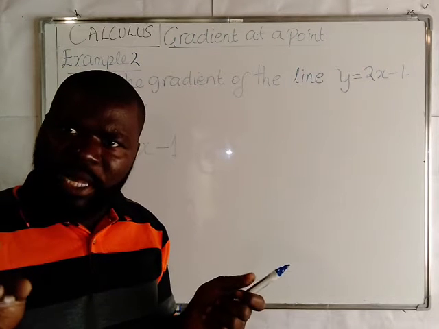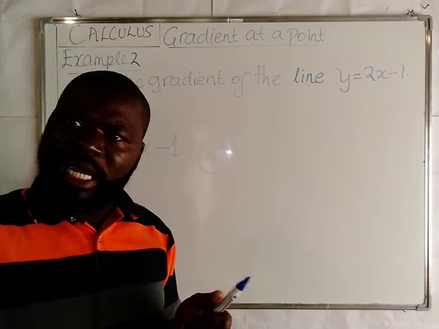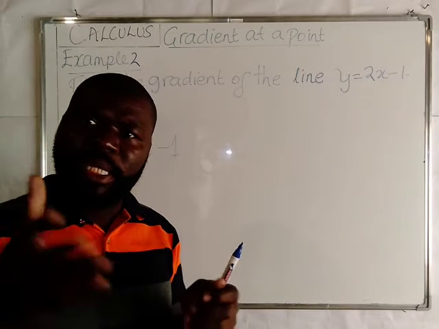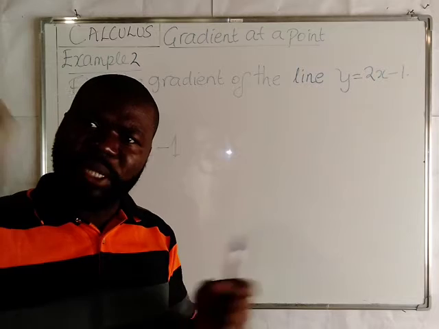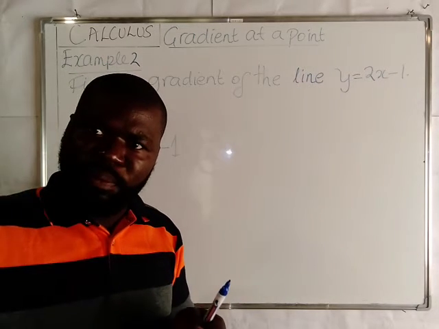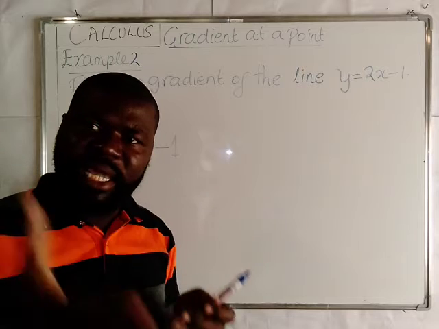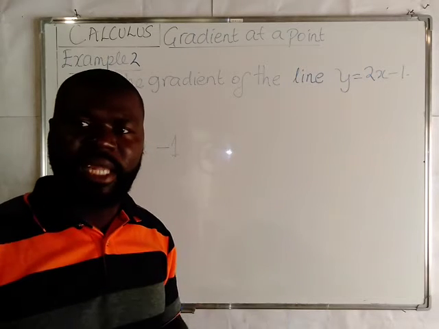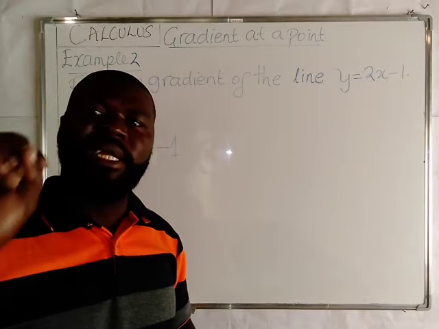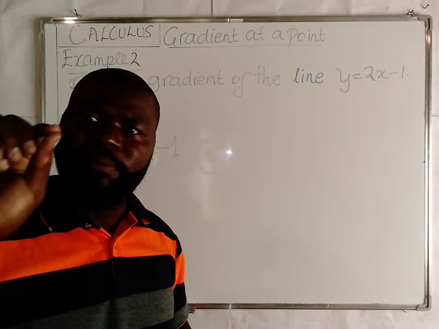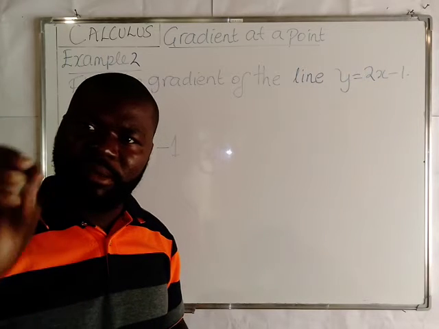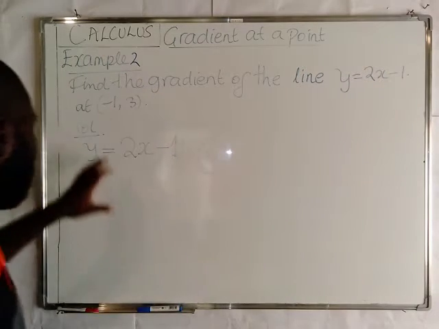Here, when you are getting the gradient of a line, the gradient is uniform. So you don't get different gradients at particular points on the line, because the gradient is uniform, the slope is uniform. It doesn't bend anywhere because it is a straight line. So when you get that value after differentiating, that value stands for the gradient at any point along that particular straight line. So let's differentiate.